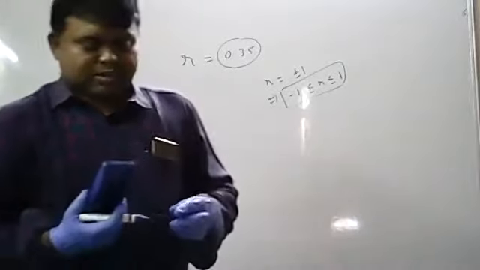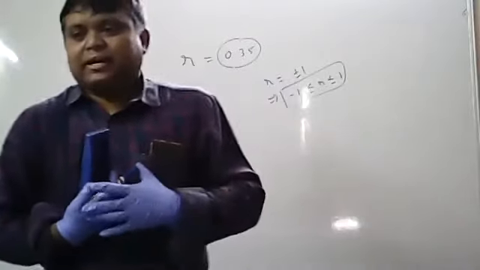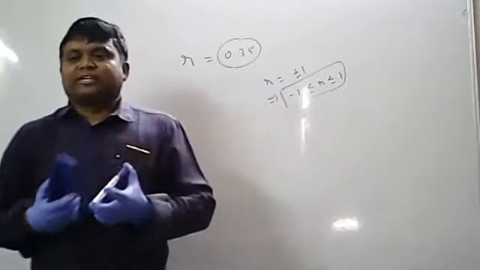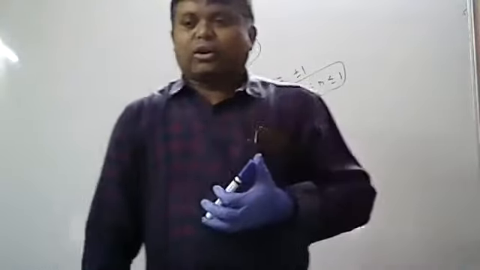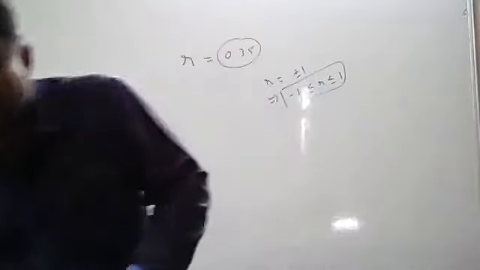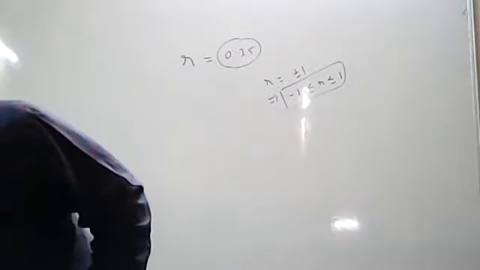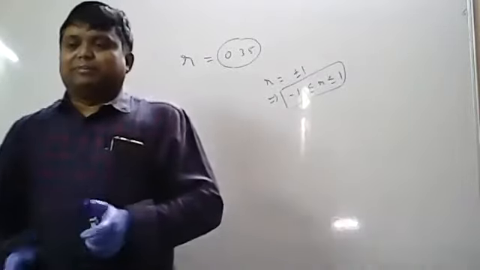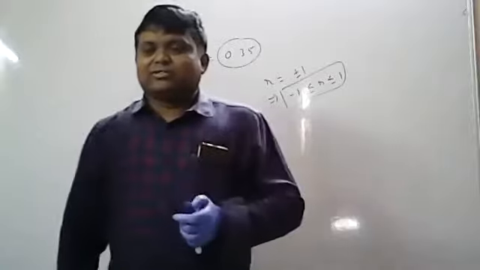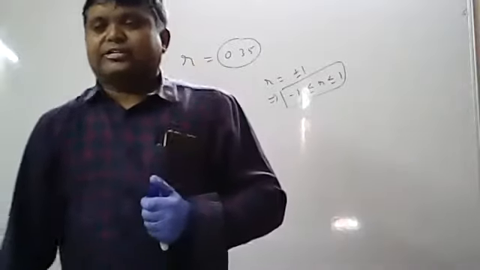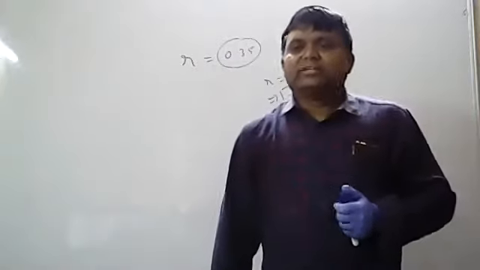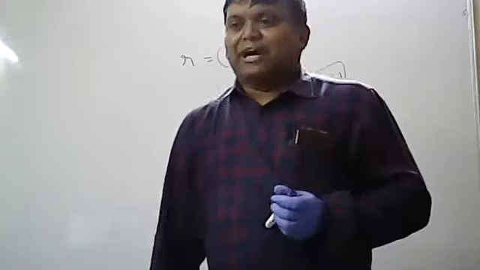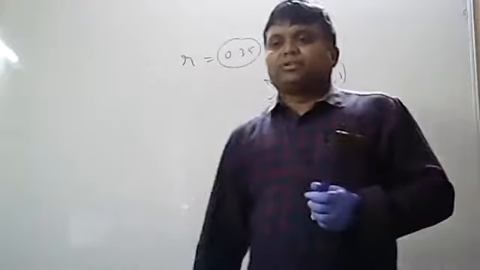Property number 1. Correlation coefficient is a numerical value or a constant which does not depend on any units. Correlation coefficient is a numerical value or a constant which does not depend on any units. Sorry, on any units. Okay.